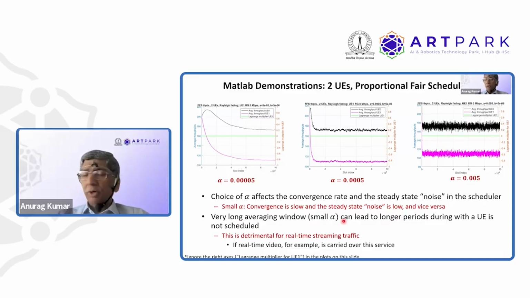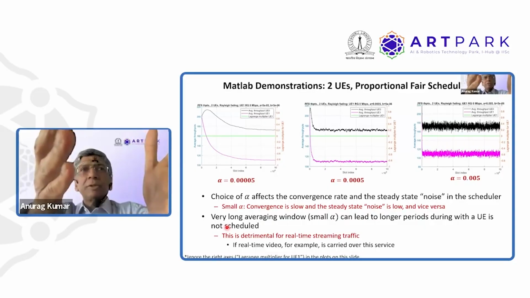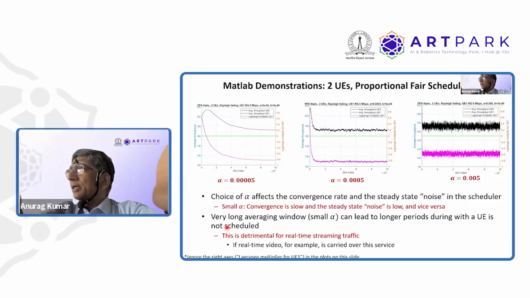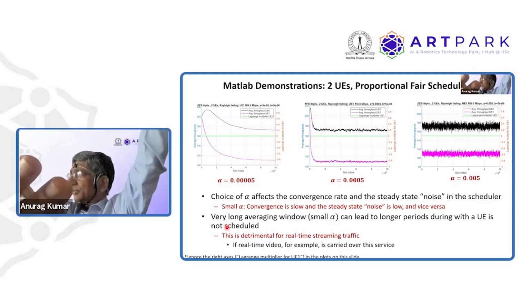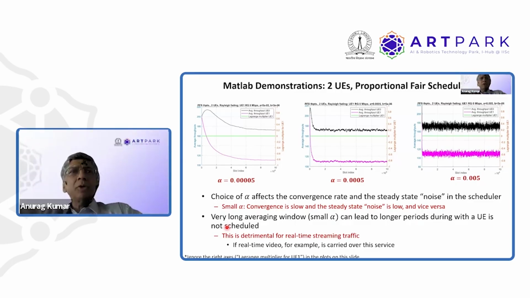Very long averaging windows, small alpha, can lead to longer periods during which the UE is not scheduled properly. One more thing I forgot. See, if the window is large, you are achieving the throughput over a large window. There's more opportunity for the scheduler to not schedule you. Because I want 170 Mbps over this large window. I can give you 200 Mbps now. I can give you 340 Mbps now and nothing for some time. Because I'm averaging over a long window. You're allowed to do that.